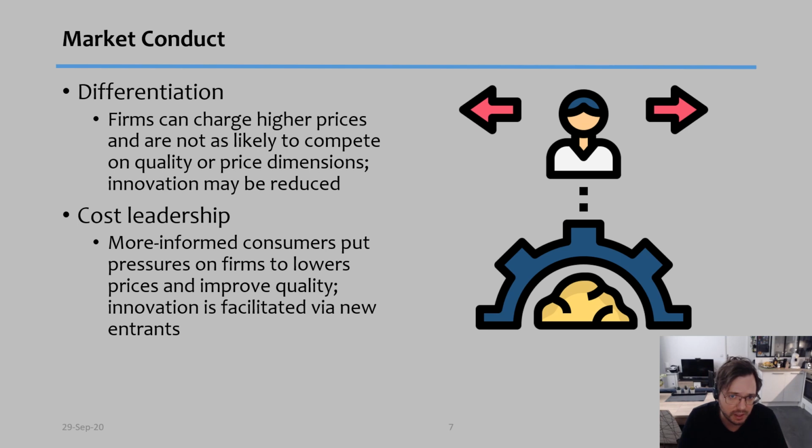In terms of market conduct, in other words, how firms behave in the market, if you go with the differentiation strategy, most firms can charge higher prices and are not as likely to compete on quality or price dimensions. Here, innovation will tend to be more reduced, and we see that on brands that are very well established that went with differentiation. We would assume that differentiation brands would be more innovative, but that's actually not the case. We see, for example, Starbucks did not have any major innovations for over 10 years, and the same thing can be said, for example, of brands such as Apple.